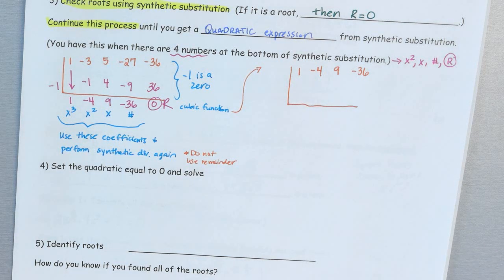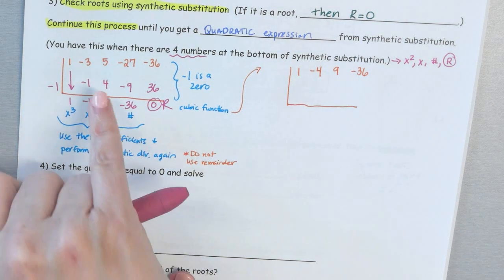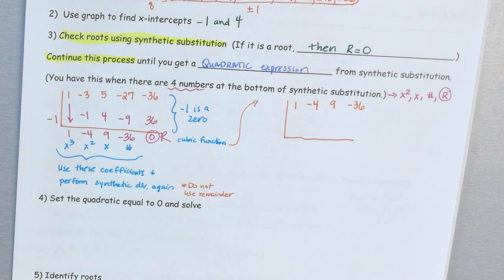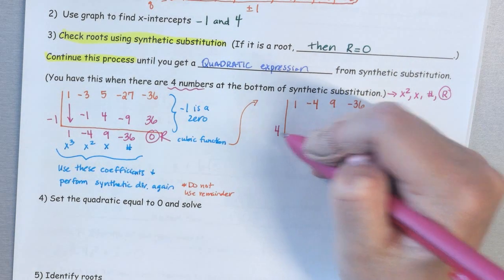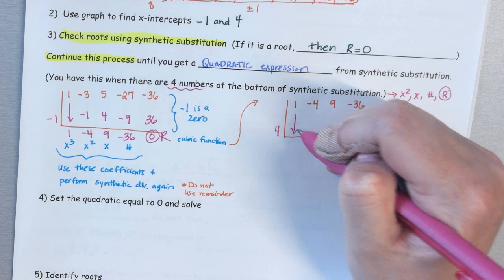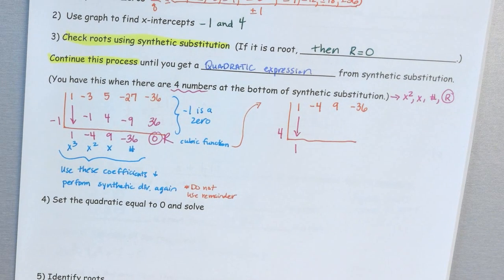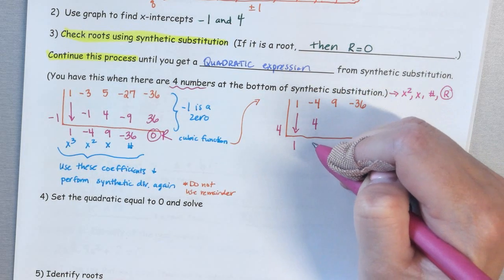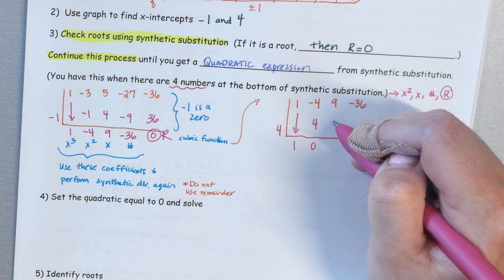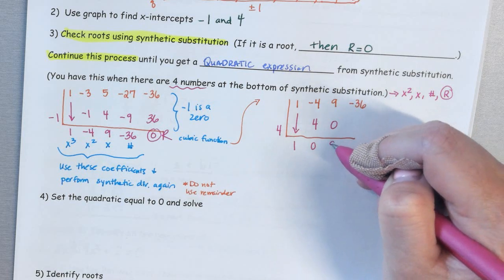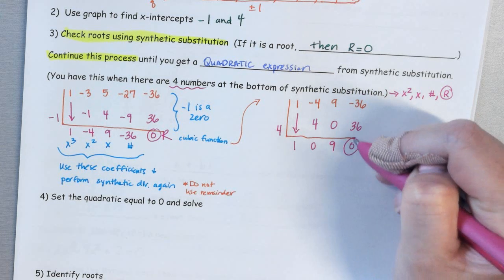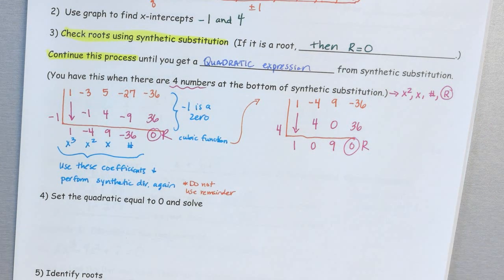And now I'm going to use my other 0. So because I used -1 here, I'm going to use the 4 for this one. So you already used -1, you won't use it again, you're going to use the other one. So 1 times 4 is 4. -4 plus 4 is 0. Multiply anything by 0, you get 0. Add straight down to get 9. And yay, again we have a 0.